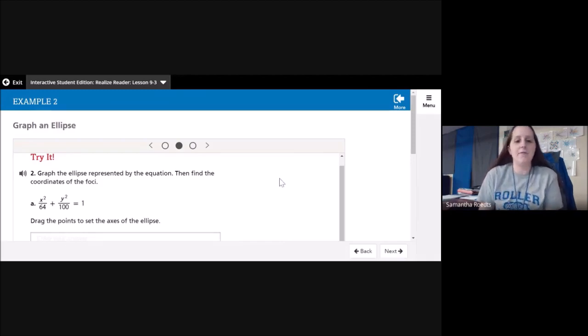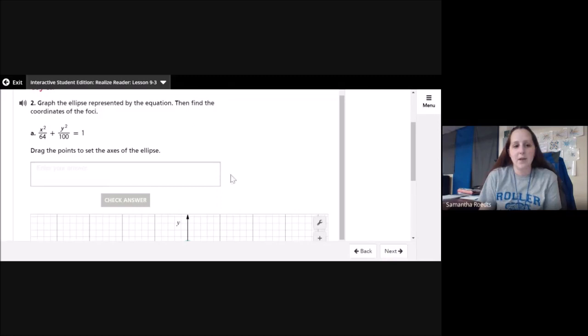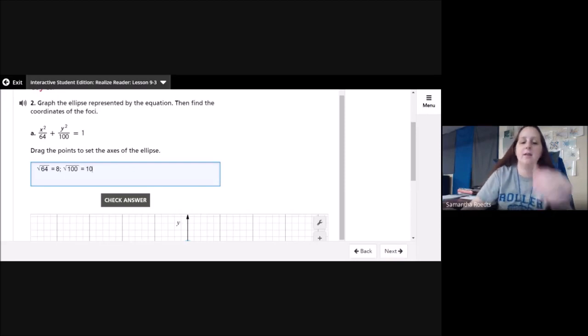All right, let's try it. Graph the ellipse represented by the equation, then find the coordinates of the foci. So x squared over 64 plus y squared over 100 equals 1. So I have 64 and 100. I know that the square root of 64 equals 8, and the square root of 100 equals 10. So that gives me my 4 points. The 10 tells me it's vertical.